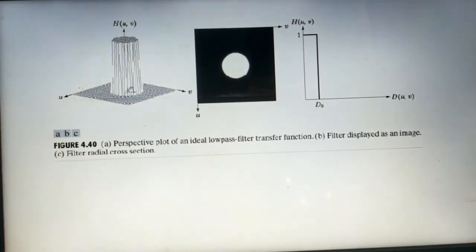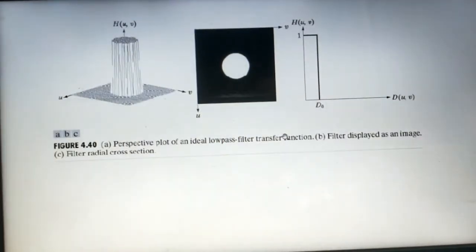As this was a representation of the filter, this also is a representation of the same filter, the ideal low pass filter. C is again another way of representing the filter function capital H of u comma v, and this representation is called the radial cross section representation of capital H of u comma v. So let us try to understand this one.